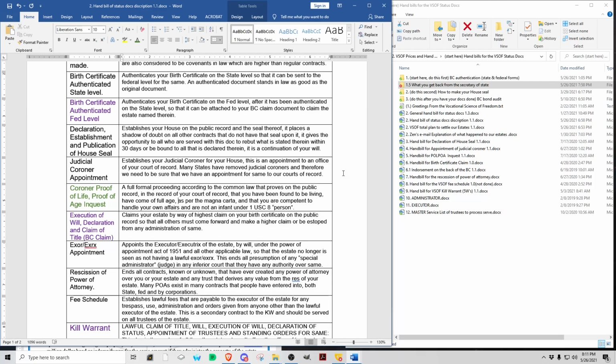So after you get the coroner set up, then you do proof of life, proof of age. Okay, so it's a formal proceeding, according to the common law, that proves on the public record, in your court of record, that you have been found to be living, you've come of full age, as per the Magna Carta, and that you're competent to handle your own affairs, and are not an infant under 1 U.S.C. subsection 8 under the definition of person. So it takes care of 3 of the largest, most egregious presumptions that the corporate state and the attorneys use against you. Then all 12 people sign it as a petit jury after the judicial coroner has convened the court, the reason why they're there.